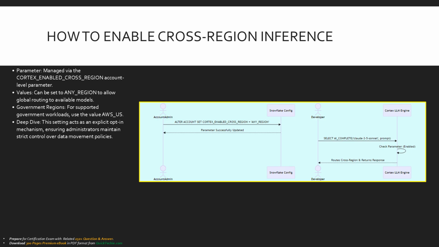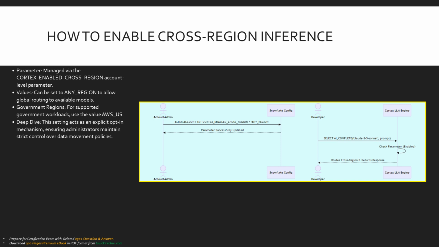Let's discuss how we actually turn this on. Because routing data across regional boundaries has compliance implications, Snowflake makes this an explicit, opt-in administrative action. You govern this using the Cortex-enabled cross-region parameter. To enable it for standard commercial workloads, an account administrator simply executes an alter account statement, setting this parameter to any region. This tells Snowflake it has permission to seek out the requested model wherever it is hosted globally. If you are operating within a supported government-authorized region, you must be more restrictive and set the parameter to AWS US.